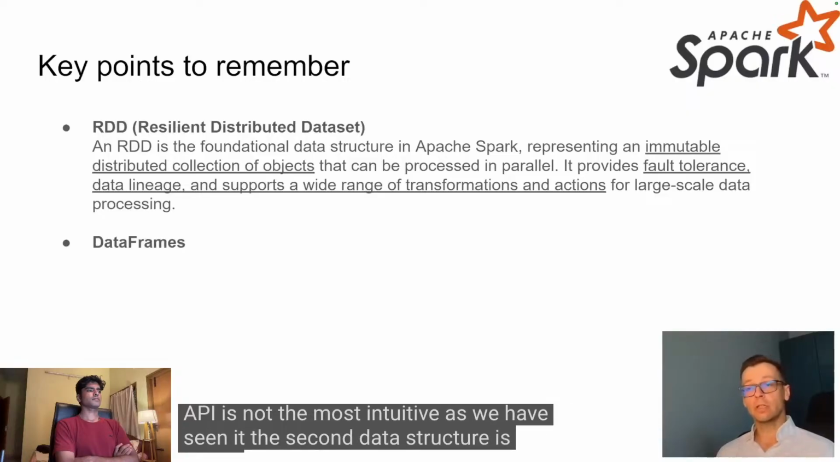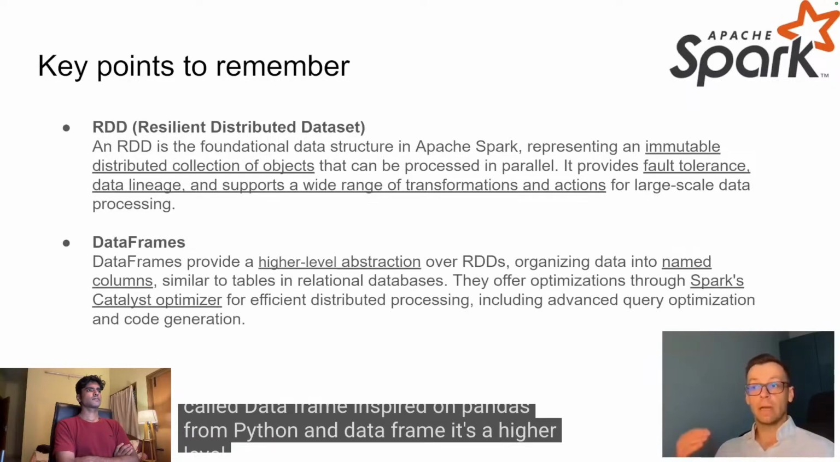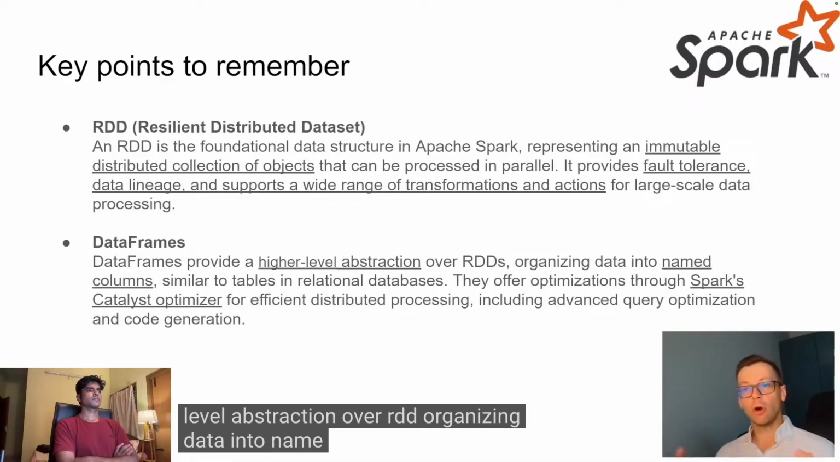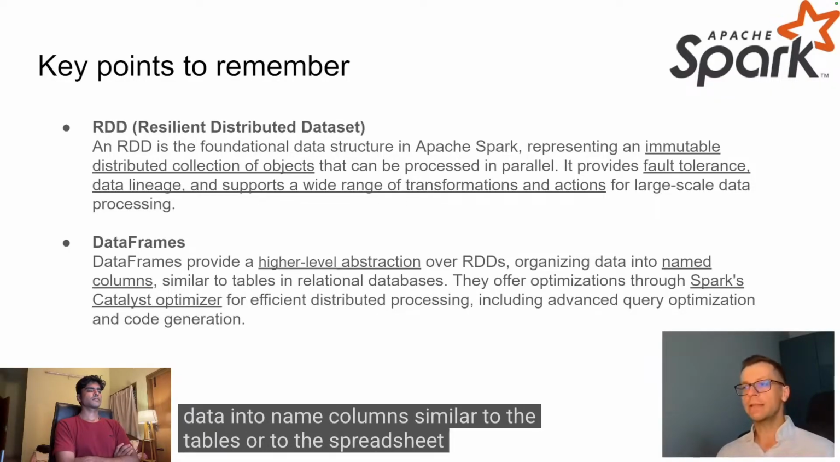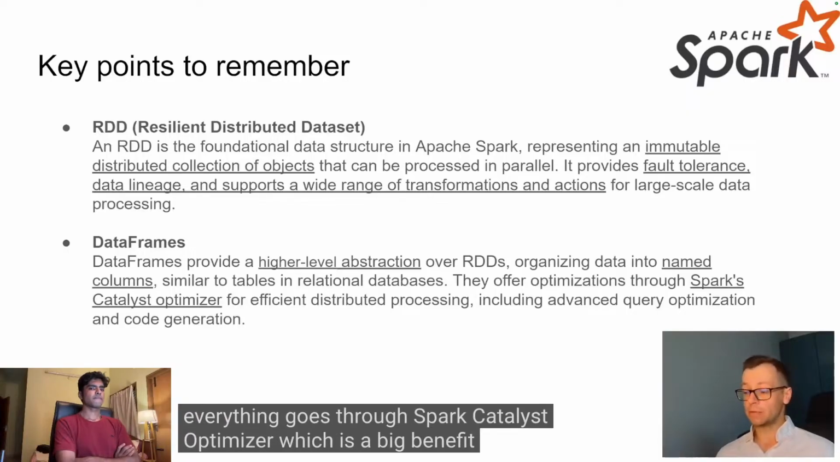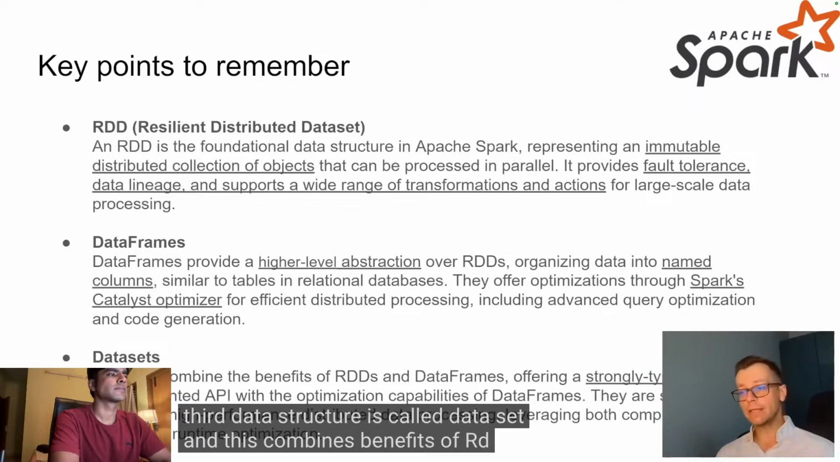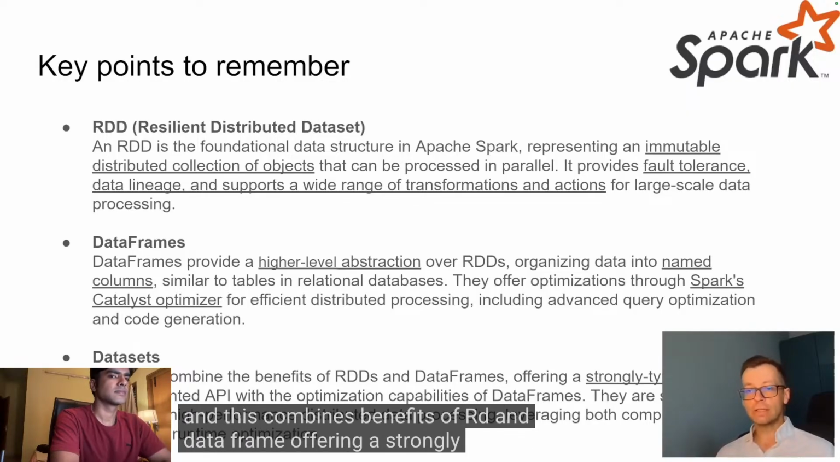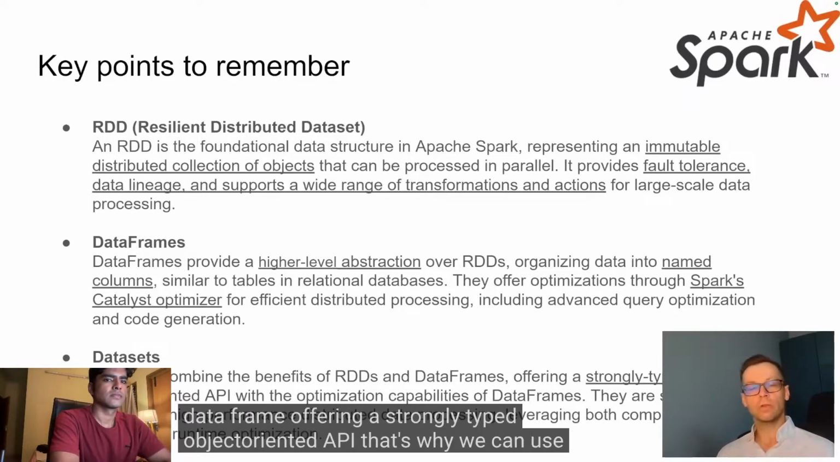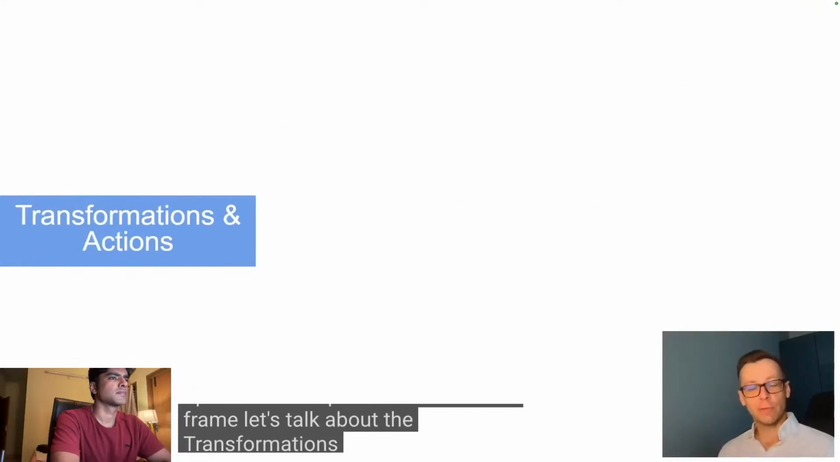The second data structure is called the data frame, inspired by pandas from Python. And data frame is a high-level abstraction over RDD, organizing data into named columns, similar to the tables or to the spreadsheet. And whenever we are using a data frame, everything goes through Spark Catalyst Optimizer, which is a big benefit. And the third data structure is called dataset, and this combines benefits of RDD and data frame, offering a strongly typed object-oriented API. That's why we can use it only in Scala and combine it with the optimization capabilities of the data frame. Let's talk about the transformations and actions.